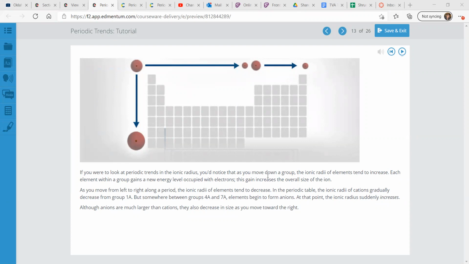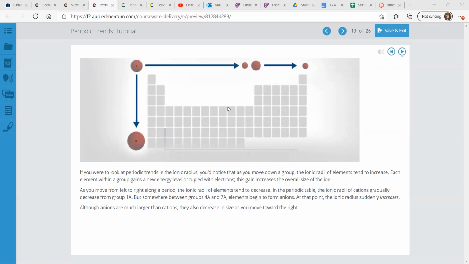As you move from left to right along a period, the ionic radii of elements tend to decrease. In the periodic table, the ionic radii of cations gradually decrease from group 1A. But somewhere between 4A and 7A, elements begin to form anions.